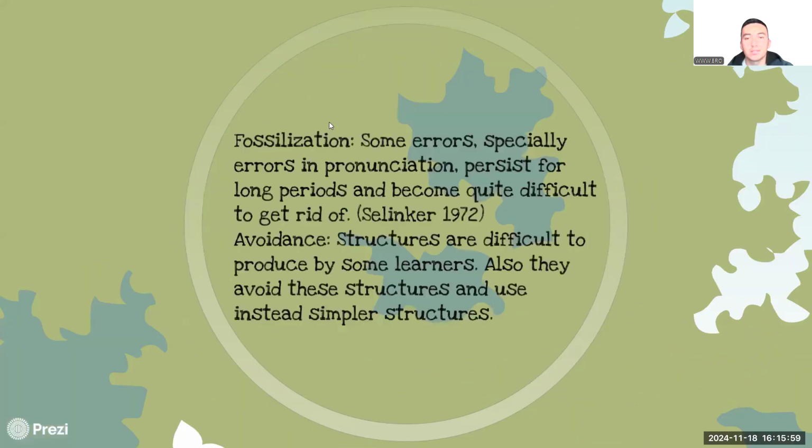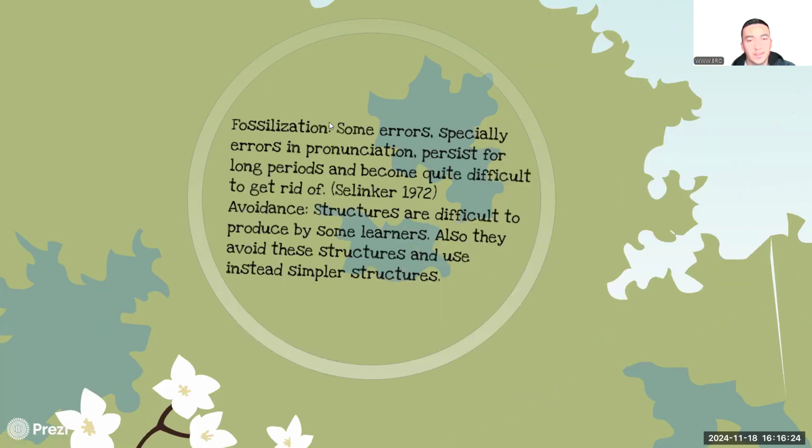Fossilization: some errors, especially errors in pronunciation, persist for long periods and become quite difficult to get rid of. Avoidance: structures that are difficult for some learners to produce, so they avoid these structures and use simpler structures instead.